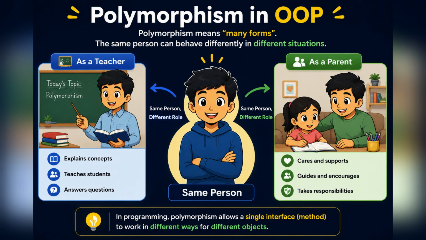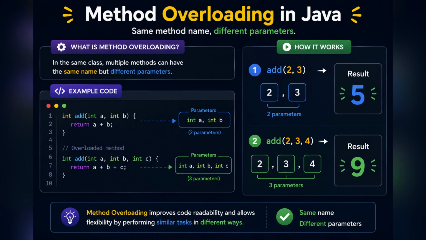Now, let's understand polymorphism. The word means many forms. On the screen, one person plays multiple roles, teacher and parent. Same person, different behaviors, depending on context. This is exactly what polymorphism does in programming. Now we look at method overloading. Same method name, different parameters. Why is this useful? Because it improves readability and flexibility. Instead of creating different method names, we reuse the same name. The compiler decides which method to call based on parameters.